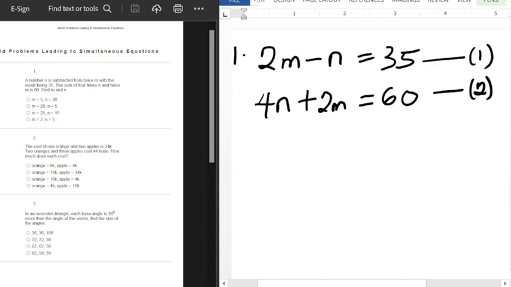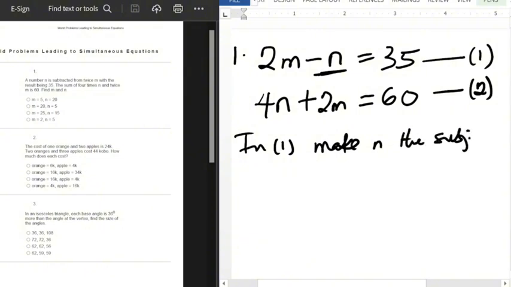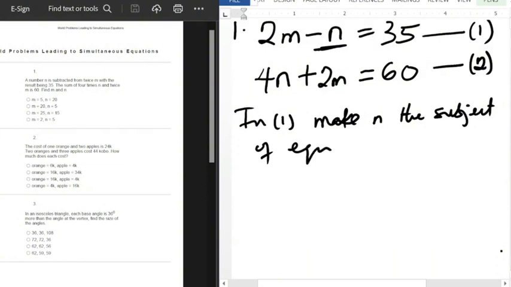You'll see that this is a simultaneous equation. So what we're going to do here, you can use any method of your choice. From the look of things here, the substitution method will be preferable because the coefficient of n here is 1 in equation 1. So we'll just say, in equation 1, make n the subject of the equation. So equation 1 now is 2m minus n is 35.